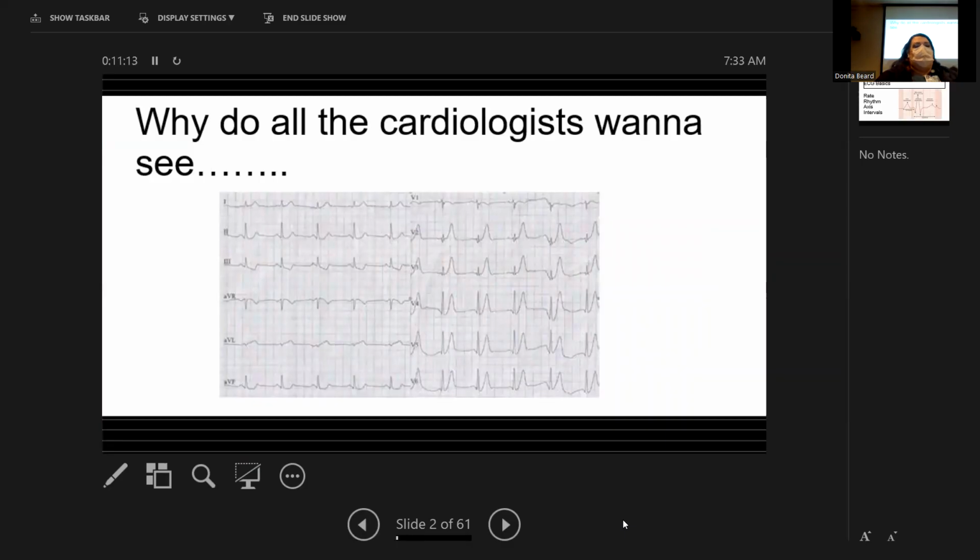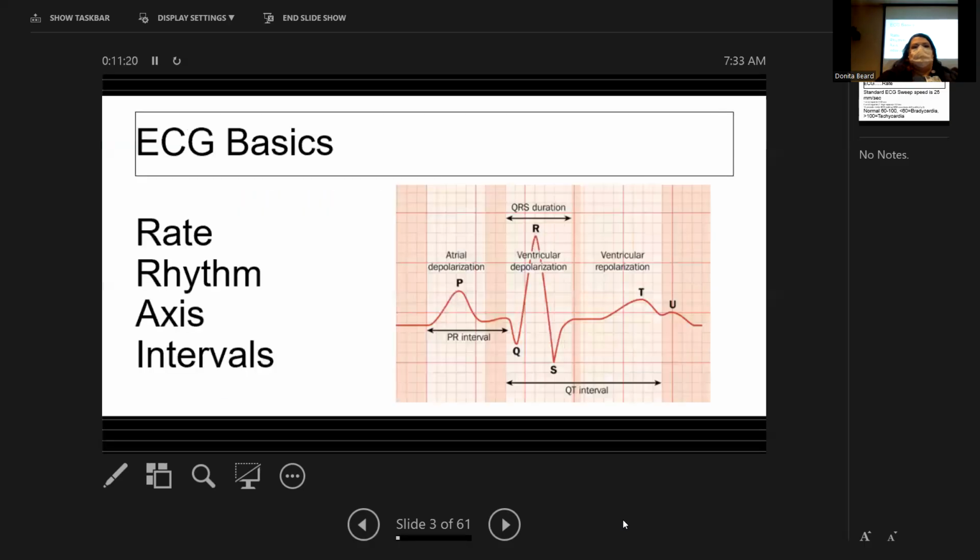All the cardiologists are always obsessed with what the EKG looks like, and there are a lot of good reasons. So we're going to start looking at the EKG. Just some basics: rate, rhythm, axis, and intervals, and then we'll talk about things throughout each.